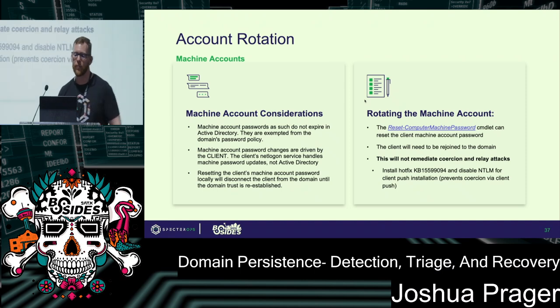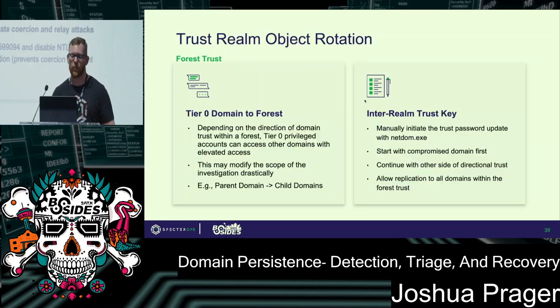All right, machine accounts are pretty tricky. With machine accounts, there is the reset computer machine account. It will take the machine off the domain. You have to rejoin it. Keep in mind though, it will not remediate coercion and relay, okay? There is a hotfix for NTLM relay that came out a couple years ago. That will remediate NTLM relay. Rotating the machine account password won't, right?